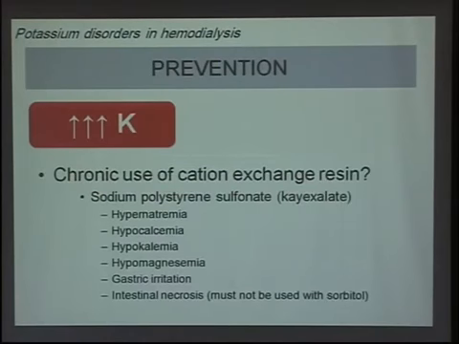Perhaps the most commonly used cation exchange resin, and the oldest one, is what's called SPS, sodium polystyrene sulfonate. But this cation exchange resin might be associated with a number of side effects, including hypernatremia, hypocalcemia, electrolyte disturbances, and very importantly, intestinal necrosis. So while it was used for a long time with sorbitol to decrease constipation, there was a black box warning in 2009 not to use it with sorbitol.